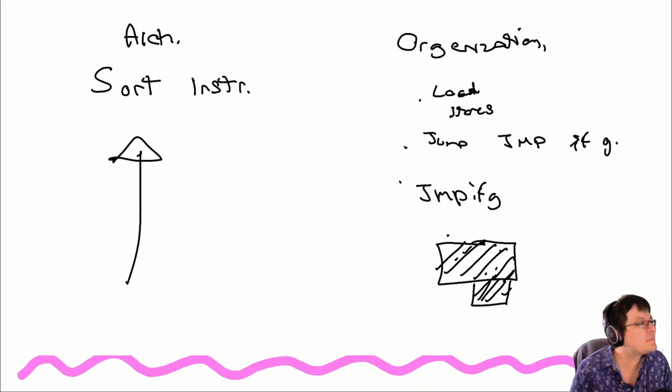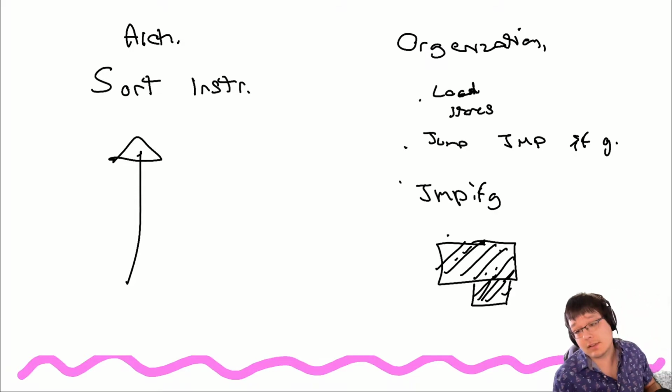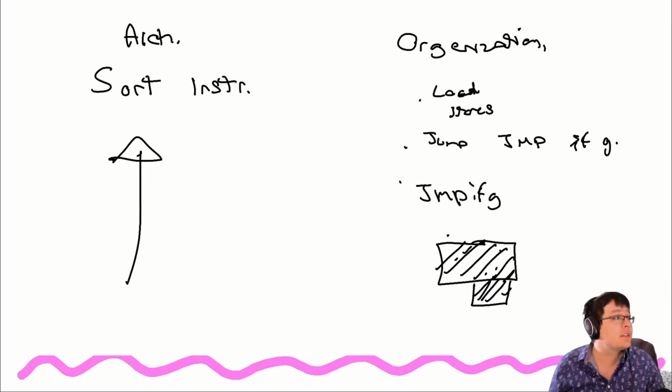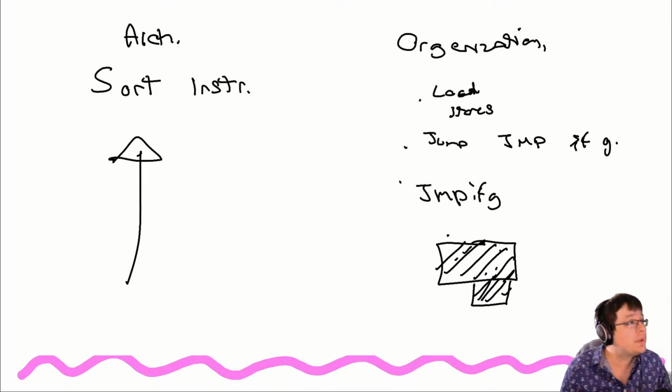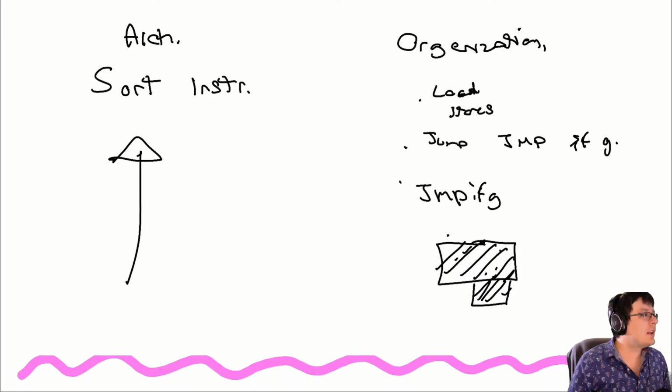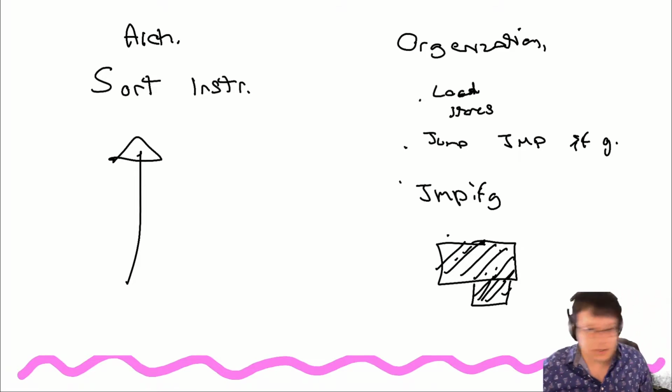So let's see. The architecture would be the instructions, and the organization would be how the instructions work. Yes, like how it's made, basically. Good, I like that one. Well done.